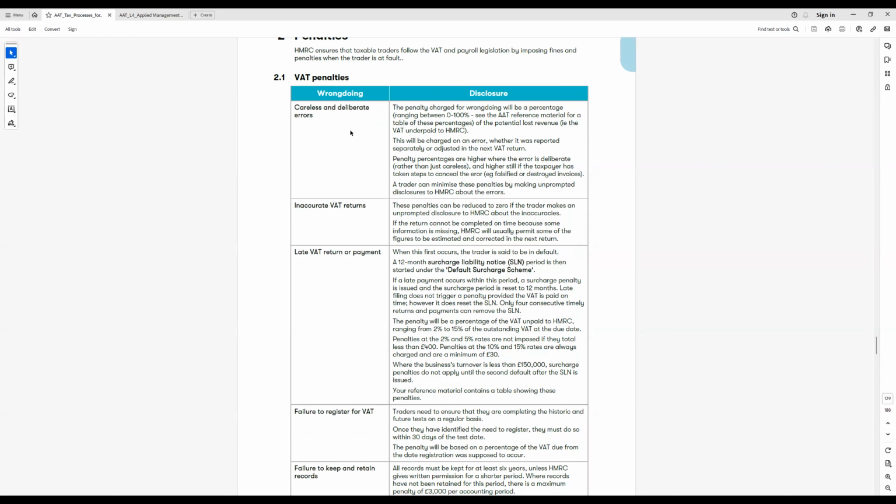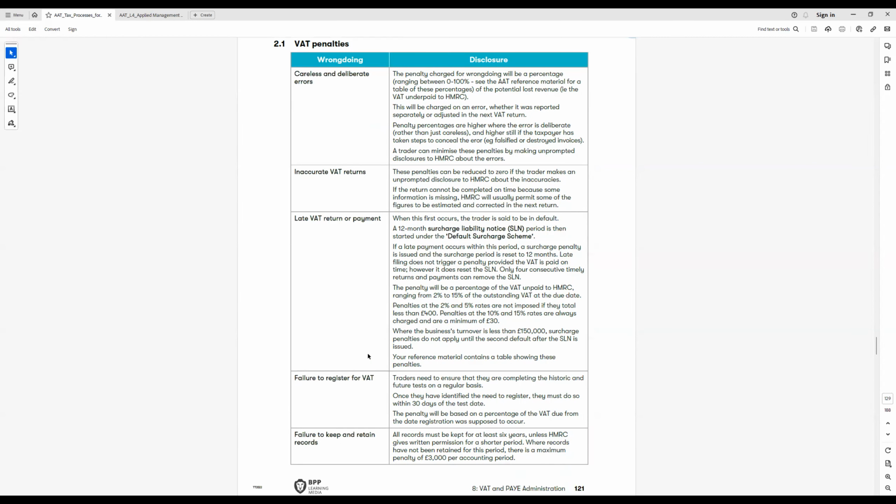So we have different types of penalties. We have a careless and deliberate error. We have an inaccurate VAT return. We have a late VAT return or payment, failure to register, and failure to keep and retain records. Now, the penalties involve mainly this one, late VAT return or payment, and we're going to focus on this area today. So let's have a look. Just quickly read this one.